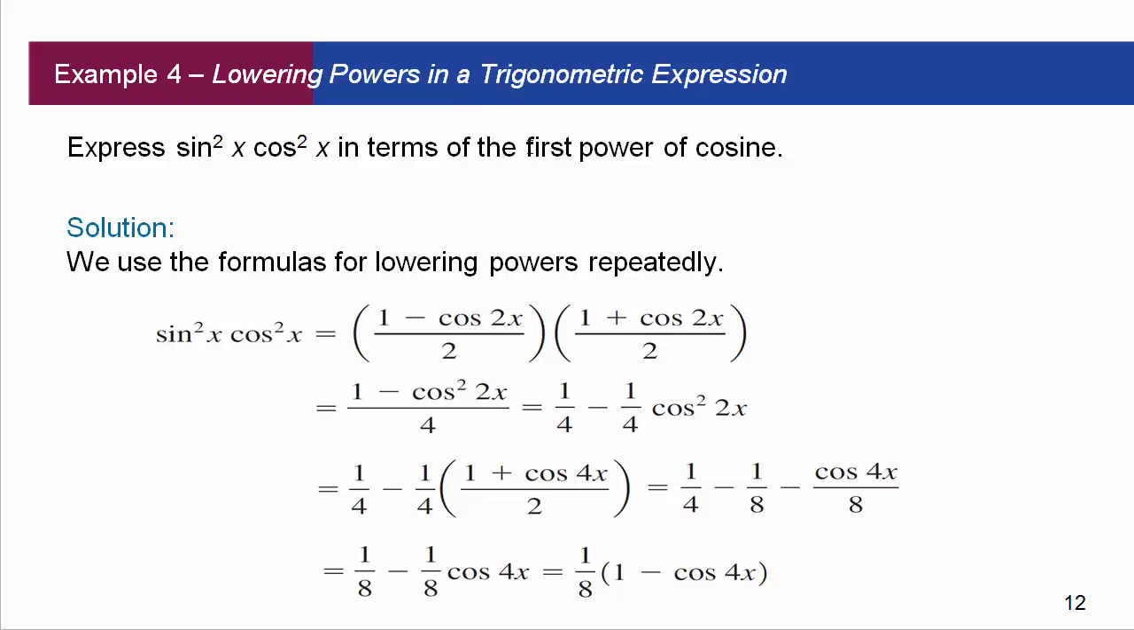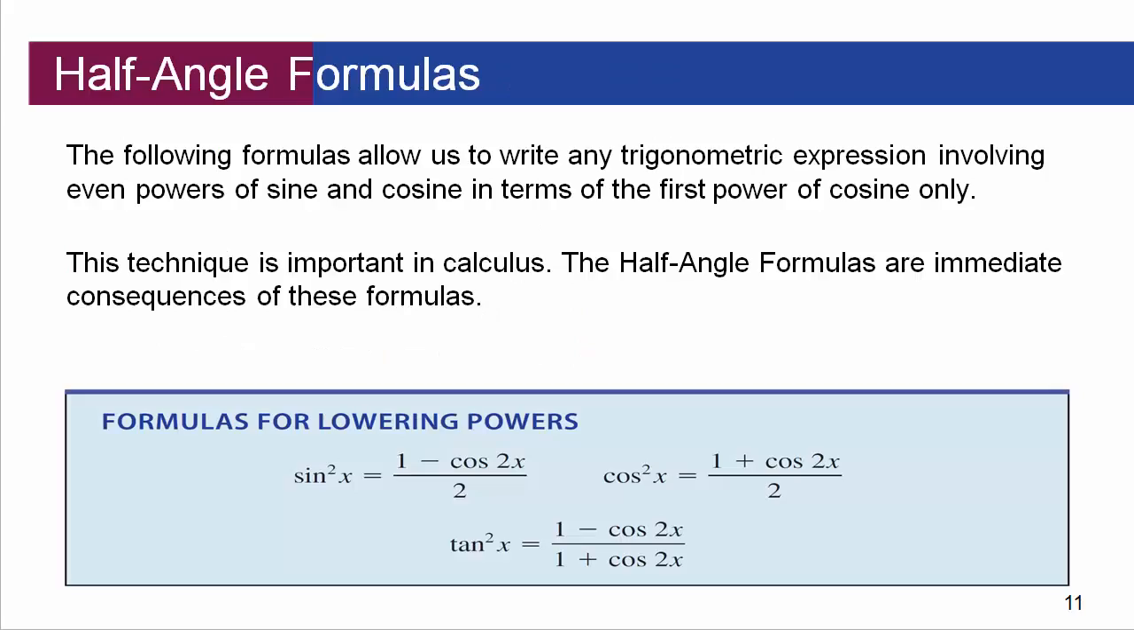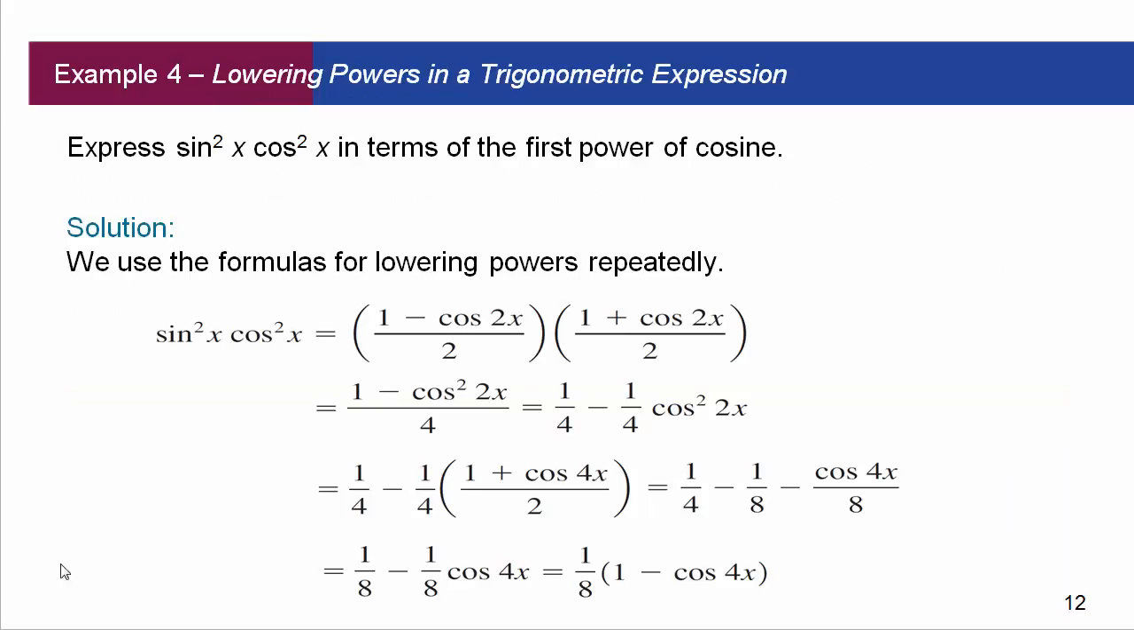So all you have to do is straight substitution with the power reducing formulas. Sine squared becomes this, cosine squared becomes this, and luckily they both are in terms of cosine. You'll notice they're all in terms of cosine. Do the algebra, reduce it down, and here it is. So again, when you see a question like this telling you to lower powers, you go, oh, I'm going to use the power lowering formulas.